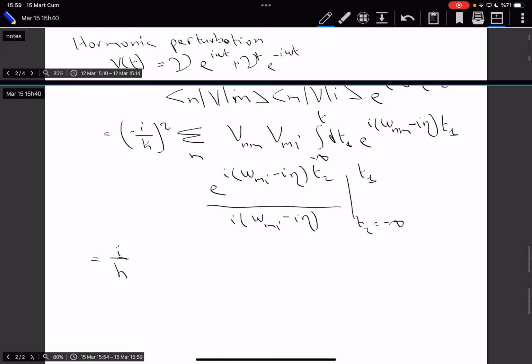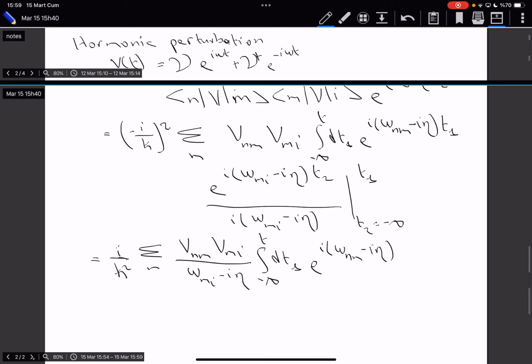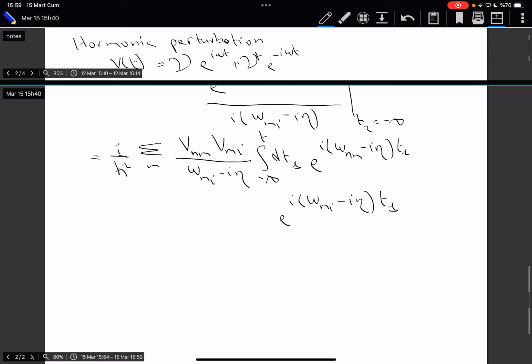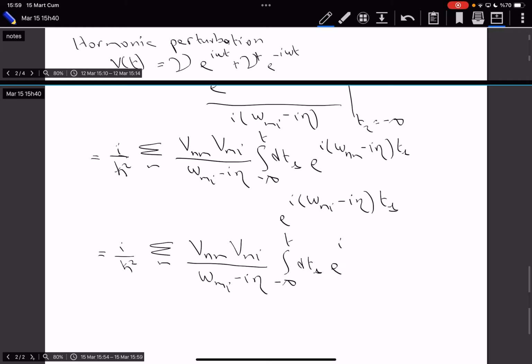I over h bar squared, sum over m, Vnm, Vmi, divided by omega mi minus I eta, integral from minus infinity to t dt1, e to the power I omega nm minus I eta T1 times e to the power I omega mi minus I eta T1, which will be I over h bar squared sum over m Vnm Vmi divided by omega mi minus I eta, integral from minus infinity to t dt1 e to the power I omega ni minus I eta T1.